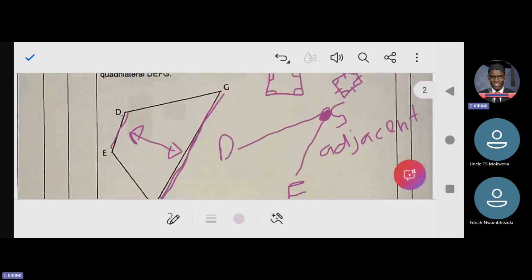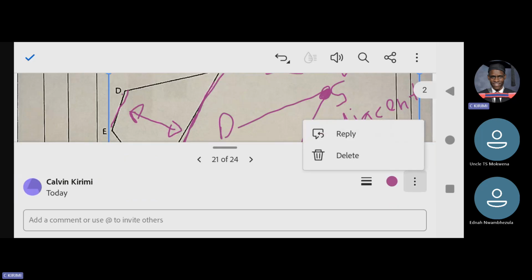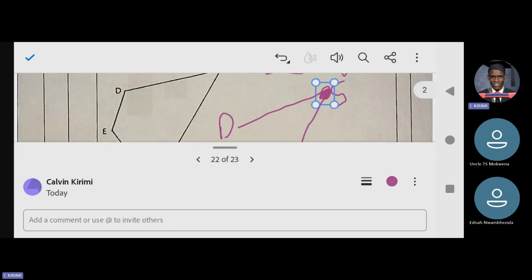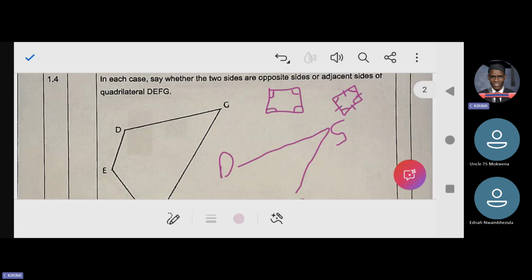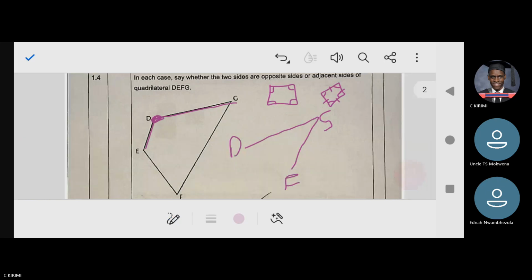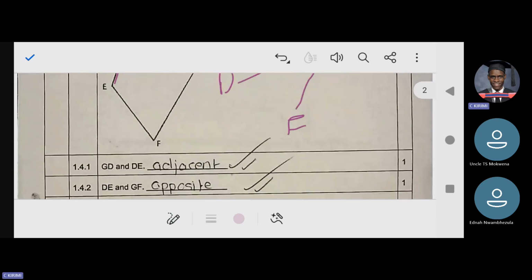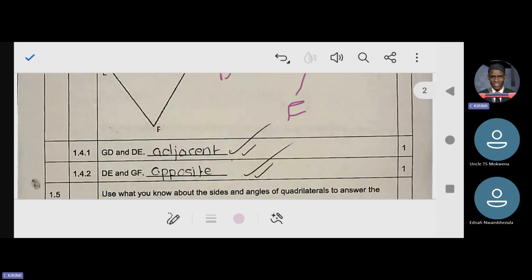So DG and DE. First you must check which sides are being referred to, DG and DE. So now we draw our DG. This is DG. This is DE. These two lines are sharing the same corner here. So automatically those lines, they become what? Adjacent. They are now next to each other. So GD and DE, those lines are adjacent to each other.